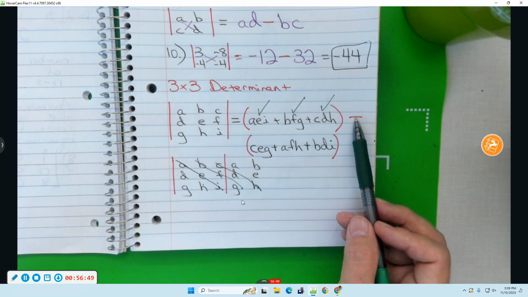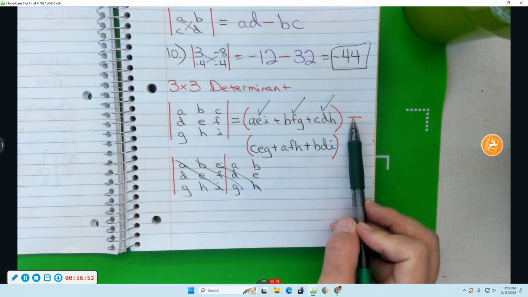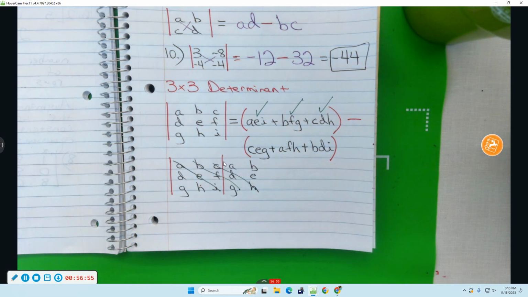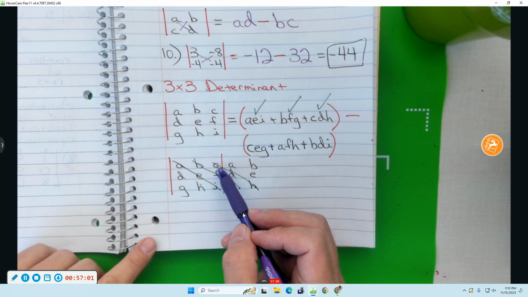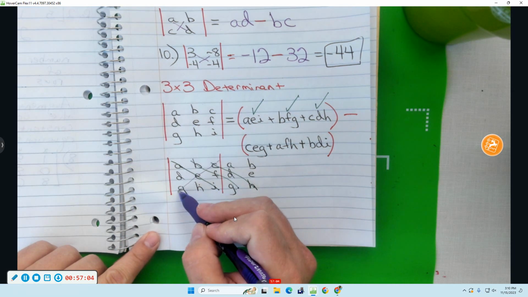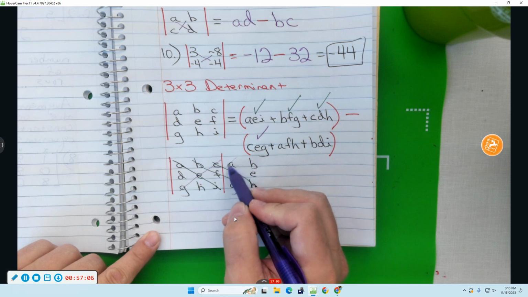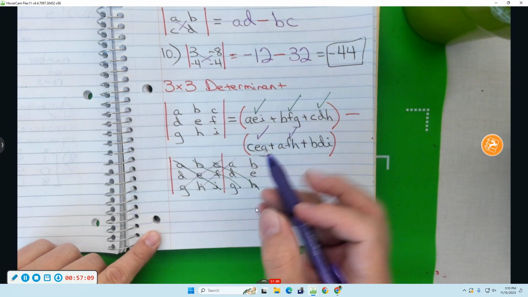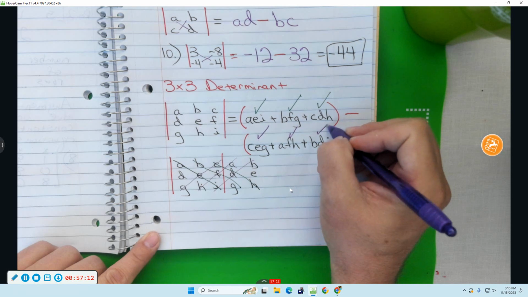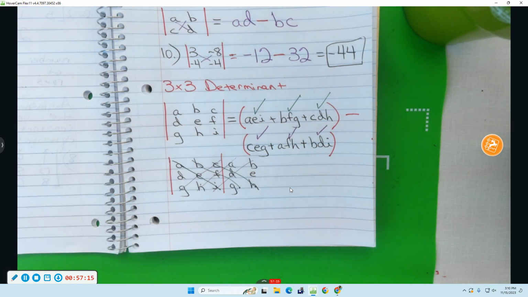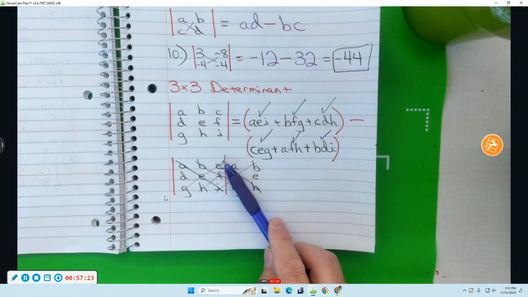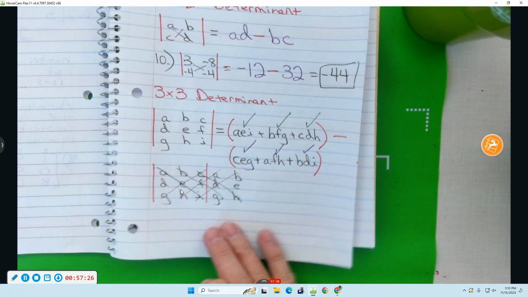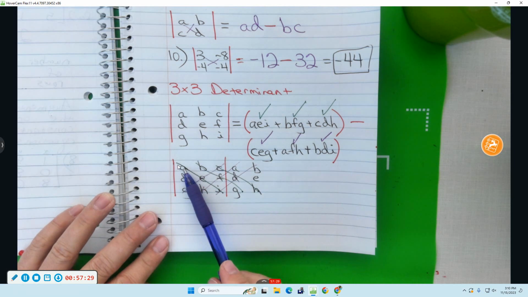And then minus. Now you're going to find the products going the opposite direction. You left off here at C: C times E times G, A times F times H, B times D times I. It'll look better when you have numbers in there, okay? There are three diagonals falling from left to right, minus three diagonals falling from right to left.